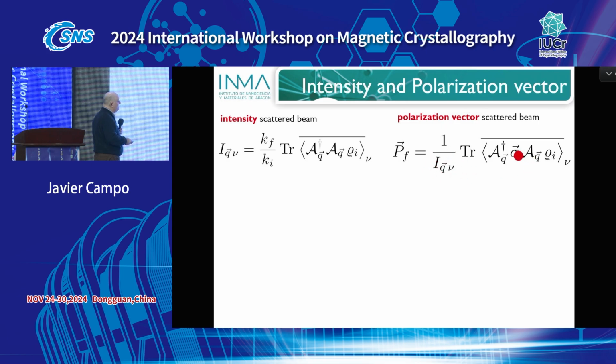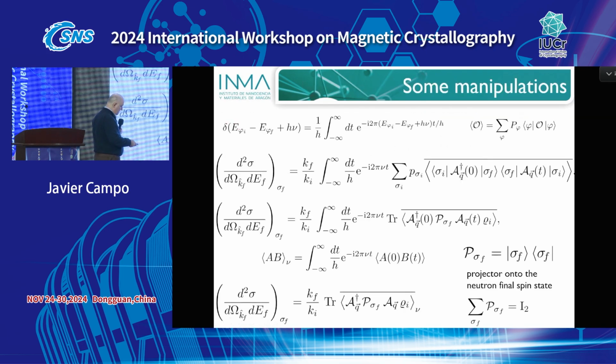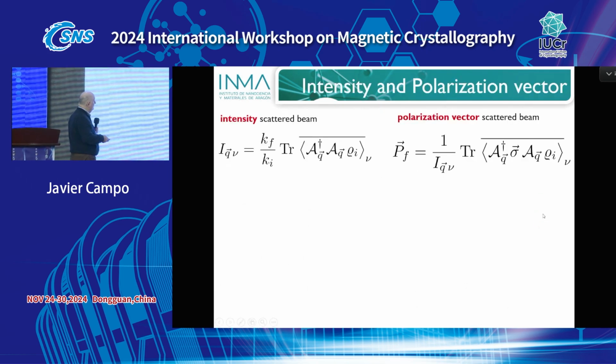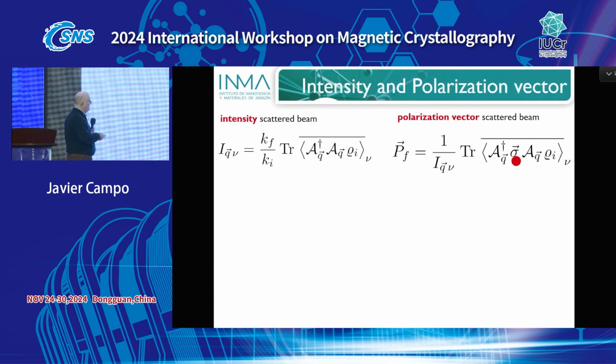And if I put here sigma x, it is the projector that I defined here. If this corresponds to sigma x, sigma y, or sigma z, I will have the probability to find the neutron in this or this or this state. If I divide the number of scattered neutrons in this state by the total number of neutrons, it gives me the probability to find the neutron in that state. That means that the polarization of the beam is precisely this quantity.